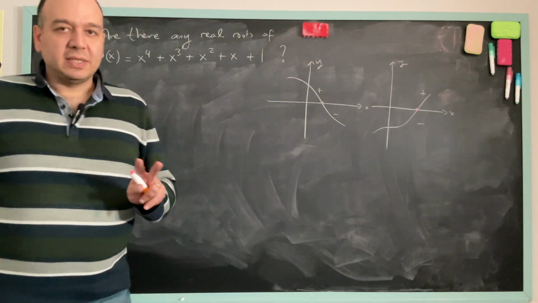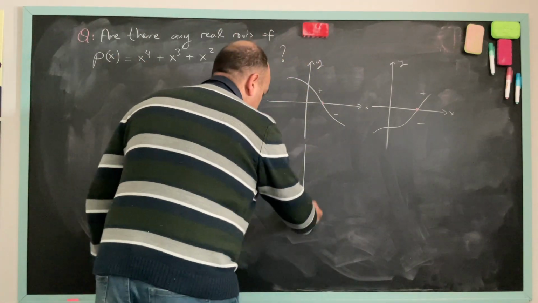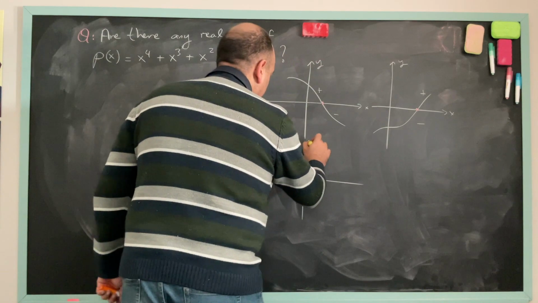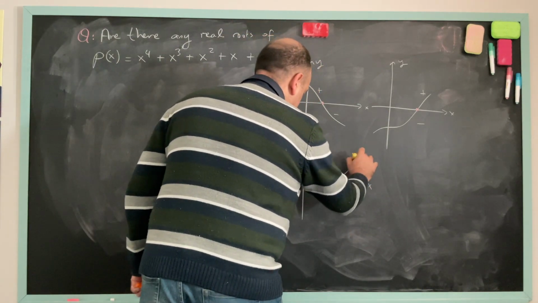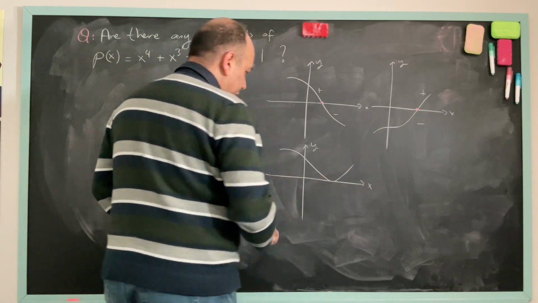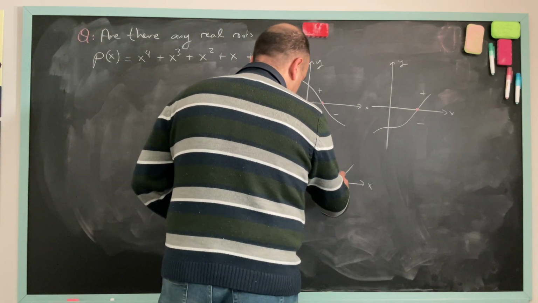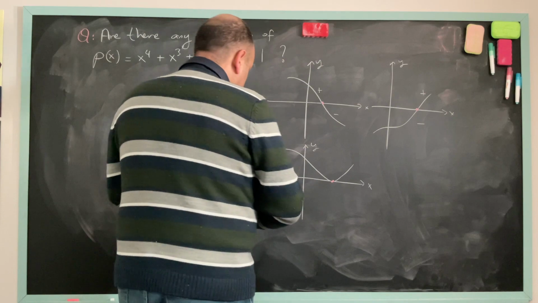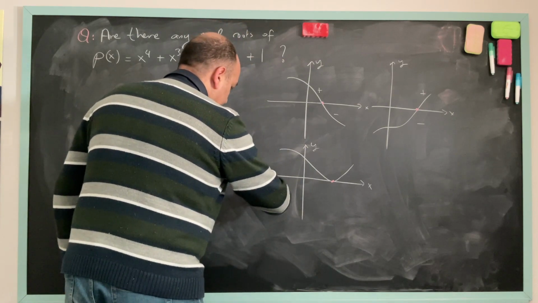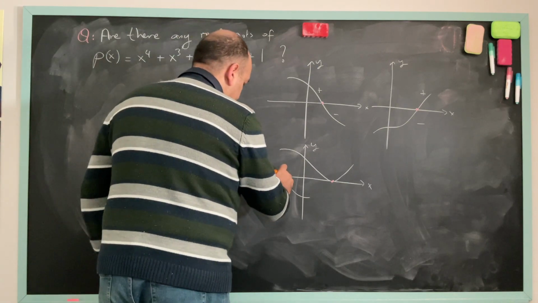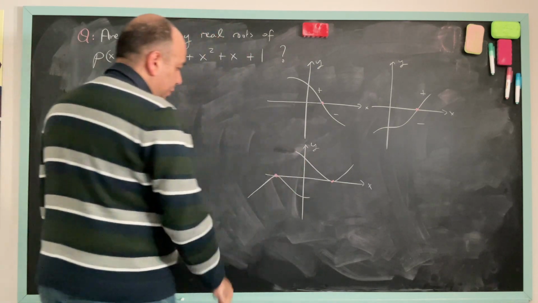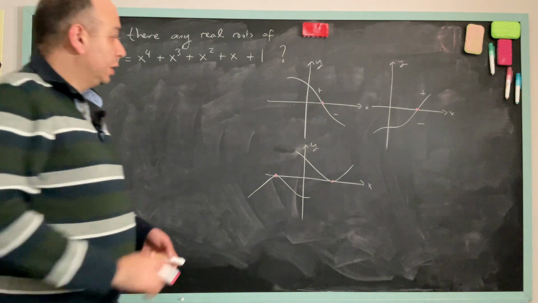There are two other cases. One, the function may be tangent, right, to the x-axis. So we have a real root here. Or the function may be tangent from this direction, right? So we also have a real root. Suppose these are two different functions, of course.